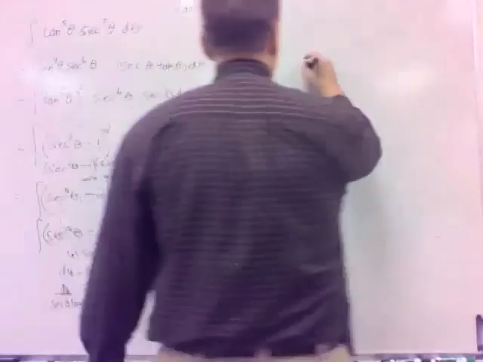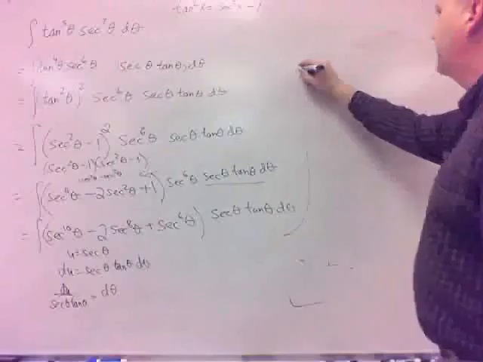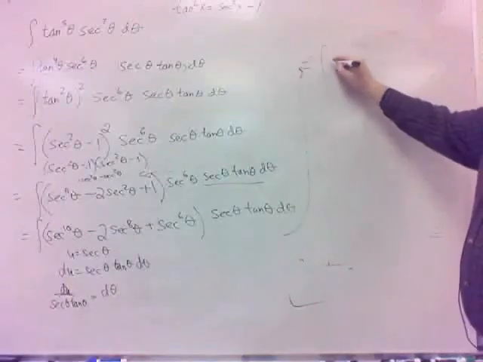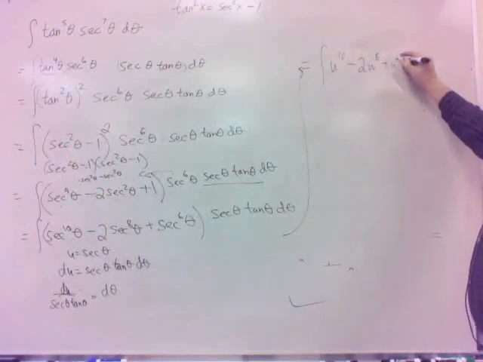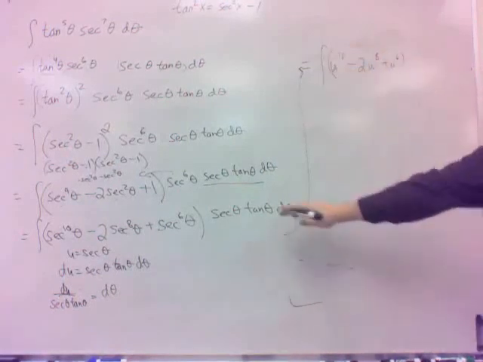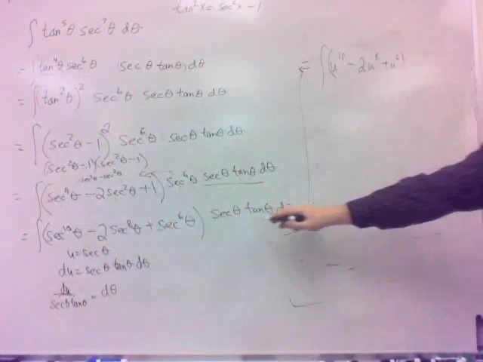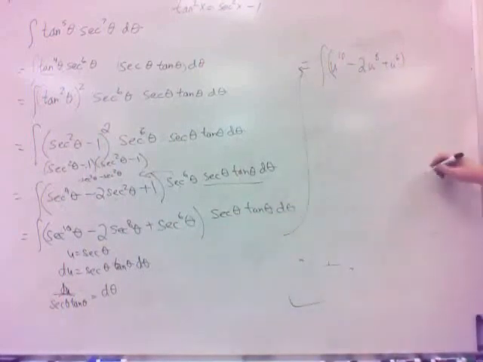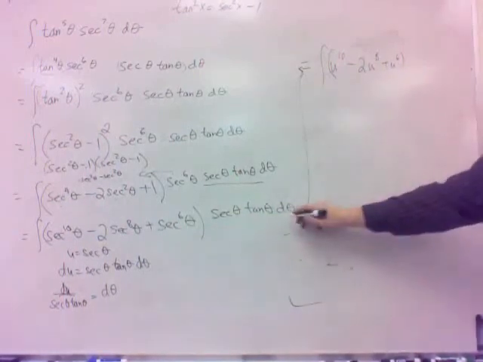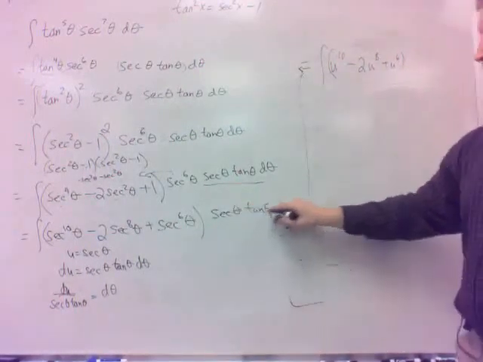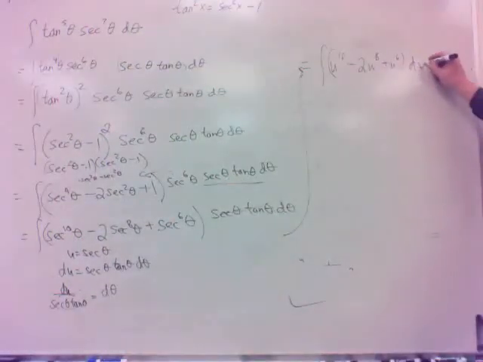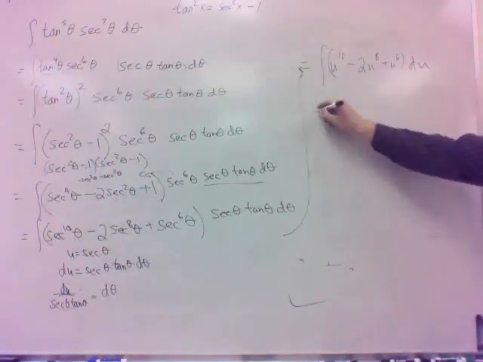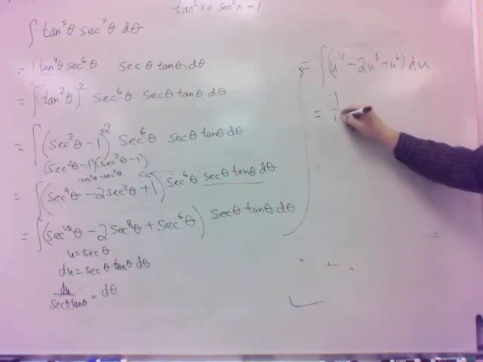All right, so that would give me then what? u to the 10th minus 2u to the 8th plus u to the 6th, secant theta d theta, but d theta is du over secant tangent, so aren't those going to cancel? The secant tangents are going to cancel with that, so it's just du here, isn't it? Now, this is the power rule. 1/11th u to the 11th.